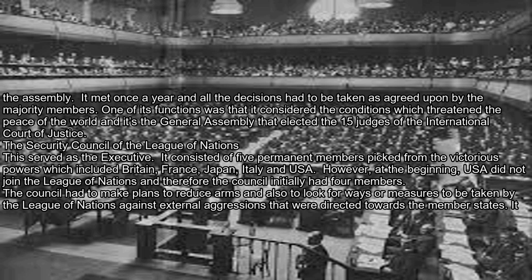The Security Council of the League of Nations. This served as the executive. It consisted of 5 permanent members picked from the victorious powers, which included Britain, France, Japan, Italy and USA. However, at the beginning, USA did not join the League of Nations, and therefore the Council initially had 4 members. The Council had to make plans to reduce arms and also to look for measures to be taken by the League of Nations against external aggressions that were directed towards the member states.